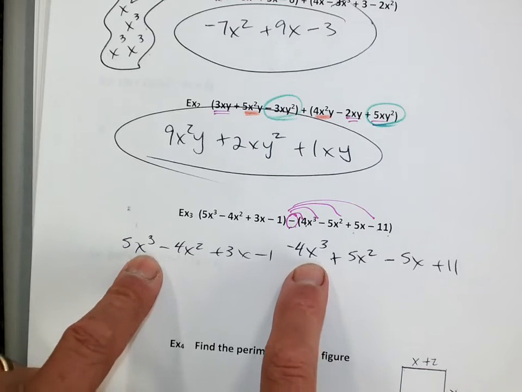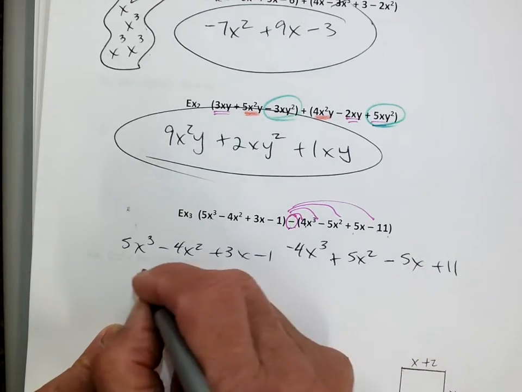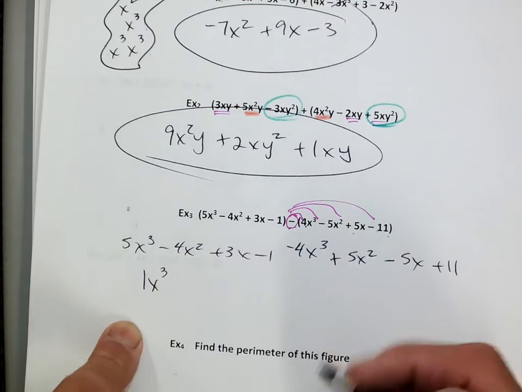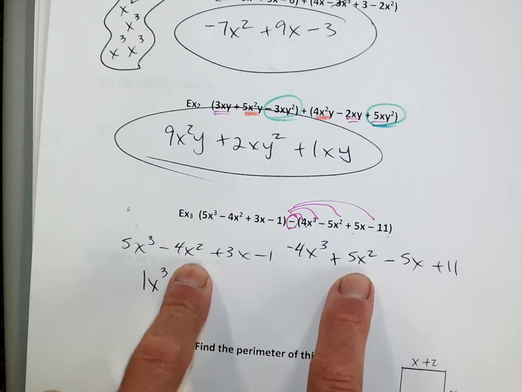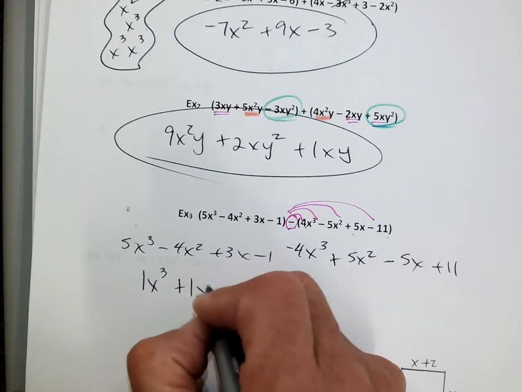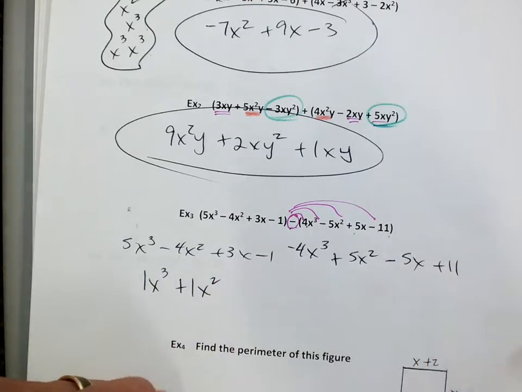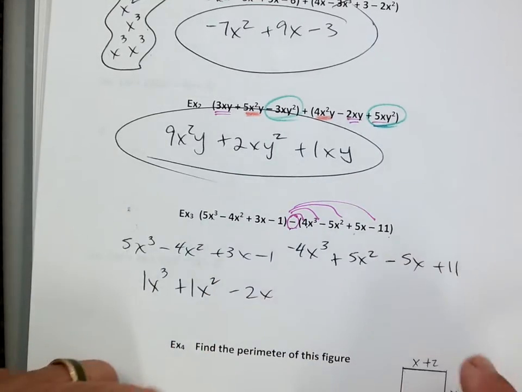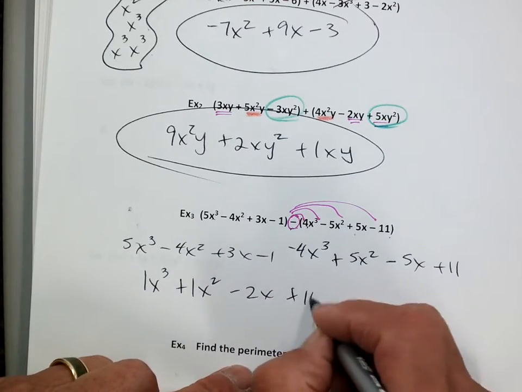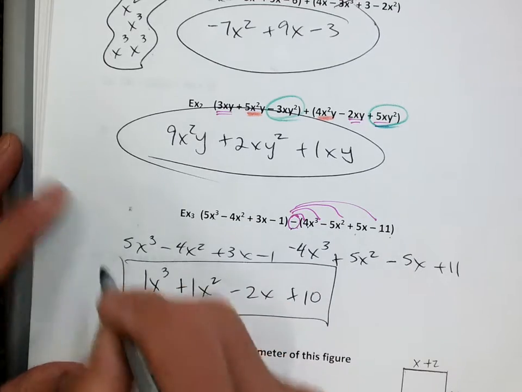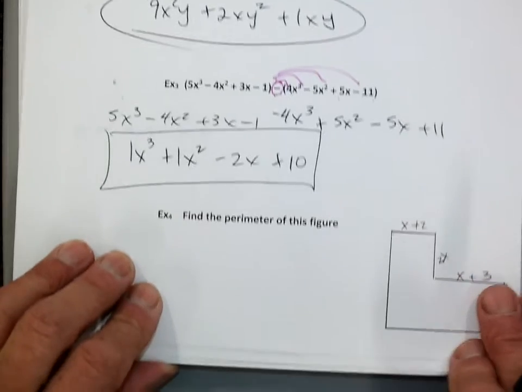Okay, I've got a 5x cubed with a negative 4x cubed. These are the same. I get a positive 1x cubed. I've got a negative 4x squared with a positive 5x squared. Makes a positive 1x squared. You don't need the ones, but they're there. 3x and a negative 5x makes a negative 2x. A negative 1 and a positive 11 makes a positive 10. And that is my answer. Okay, not too hard. This is pretty easy. Okay, example 4. Let's put something into practice.